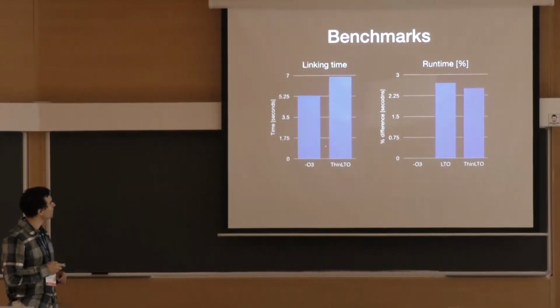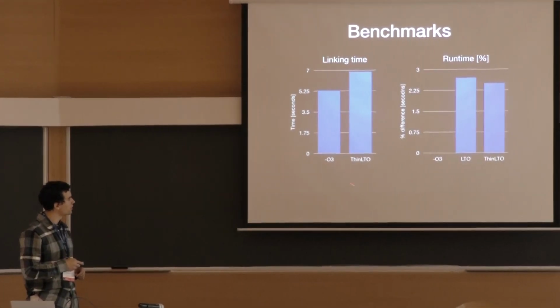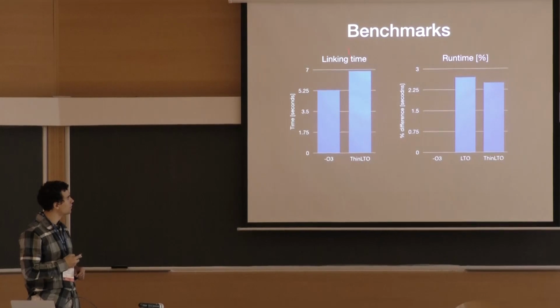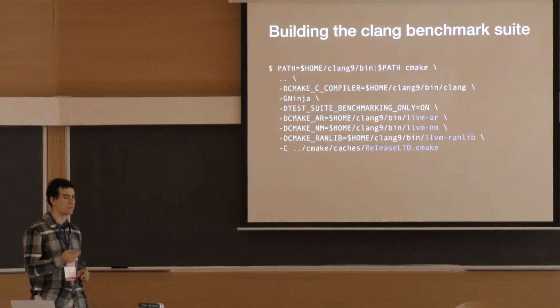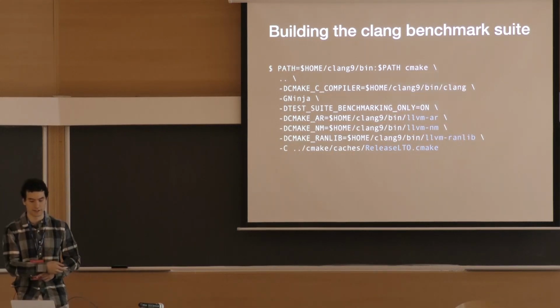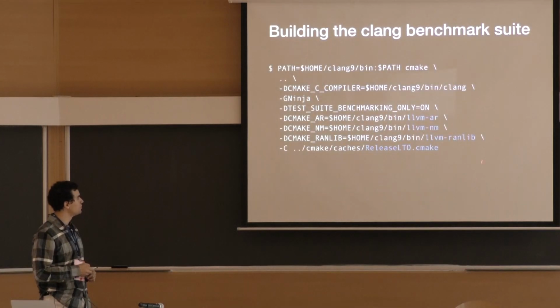I think, for example, if you compare linking time for O3 versus thin LTO, a cool thing is that they have predefined configurations. So you can pick, for example, an LTO configuration, a thin LTO configuration, and so on. And basically it just takes a few minutes to build, and you can try. You have to use the LLVM binutils, though.